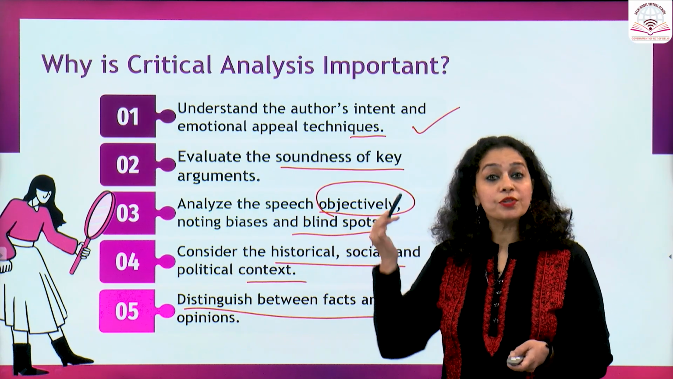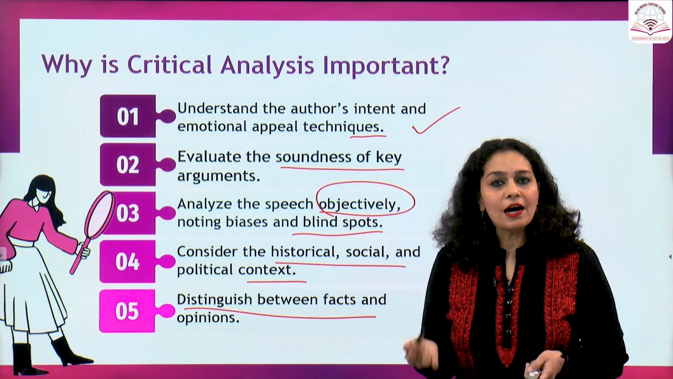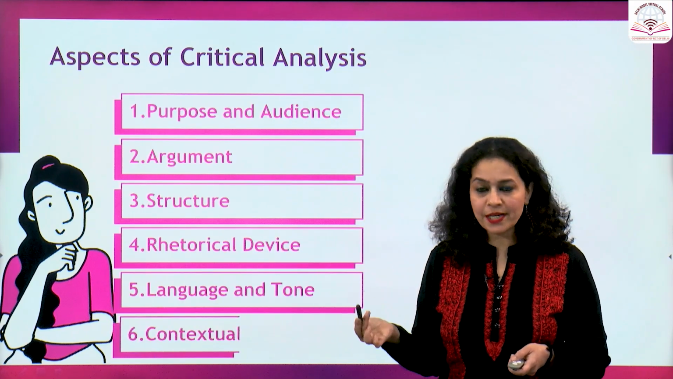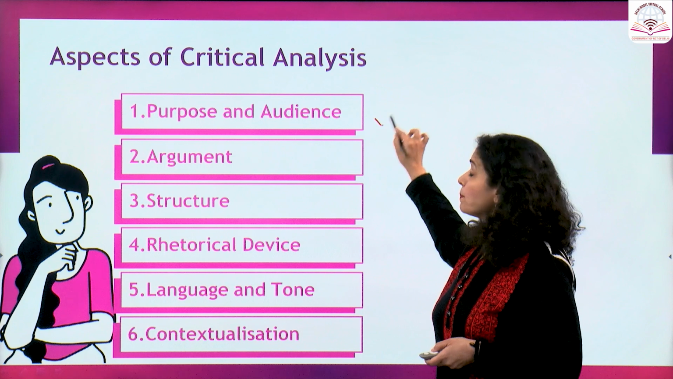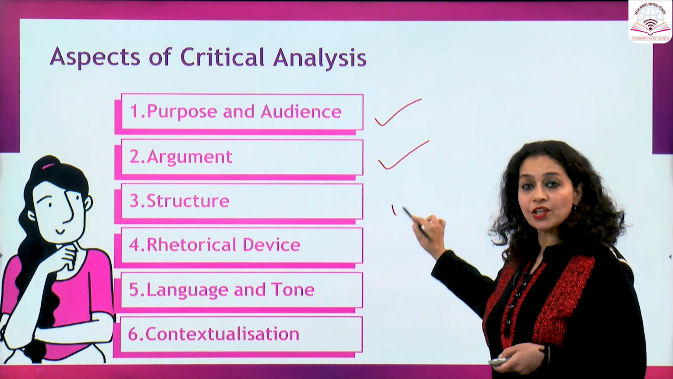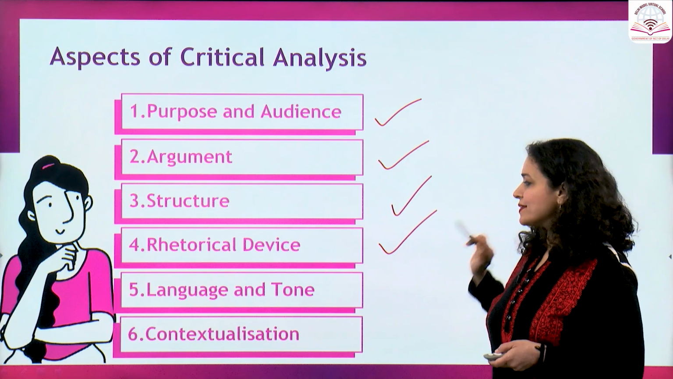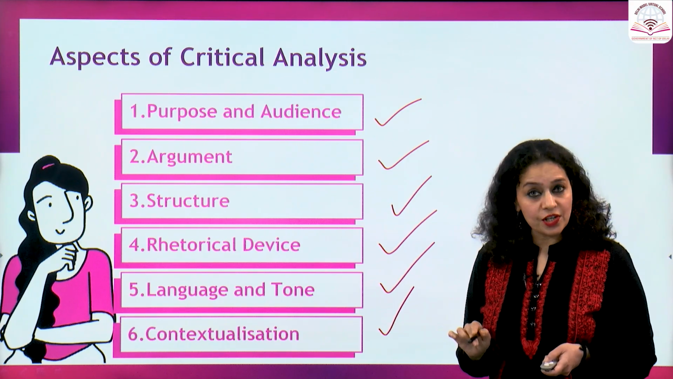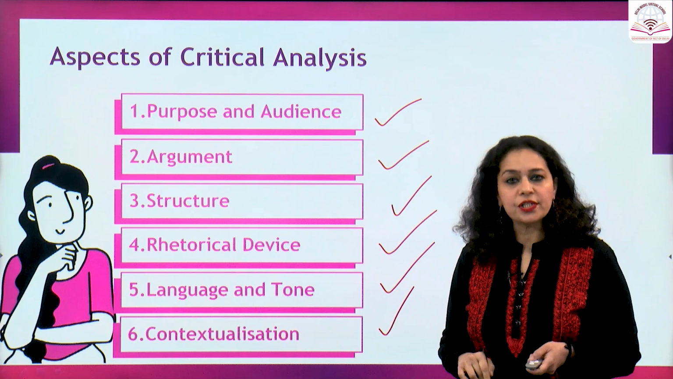Now let's talk about this process. What are the various aspects of critical analysis? We have 6 aspects, namely purpose and audience, argument, structure, rhetorical devices, language and tone, and finally contextualization. We'll take up each in detail now.